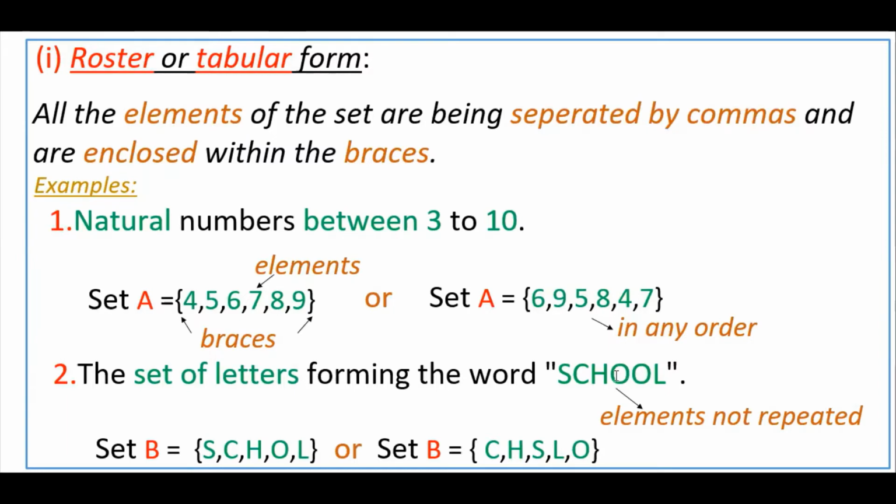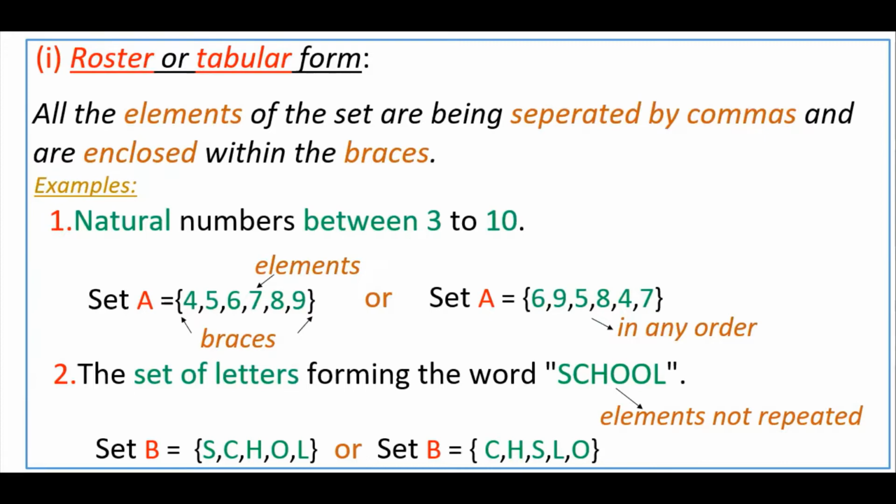So you have to write the elements only one time in the set. So elements are not repeated here. So set B is equal to {S, C, H, O, L}, with O written only one time. You can write the same elements in any order like this also.